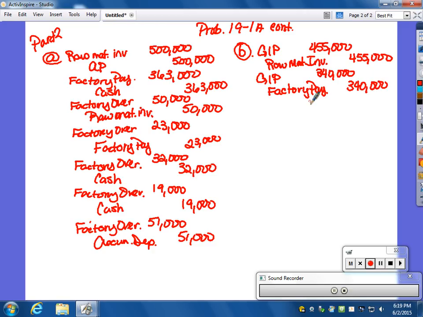And also overhead, that remaining overhead. It's 86. How much is that? Goods in process, debit; what do we credit? Factory overhead, and what's the amount? 170,000? Yes.